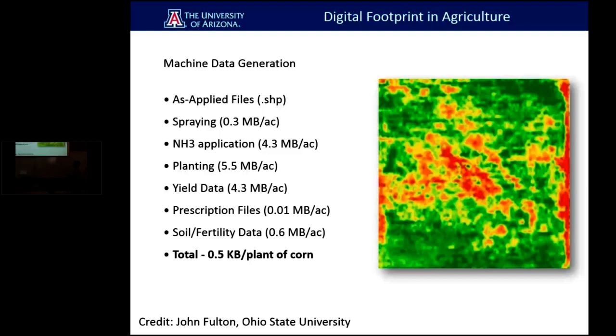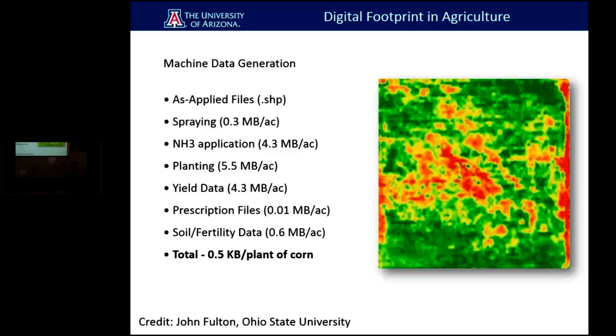Very, very heavy on fertility. So we have about 5 kilobytes of data per plant of corn. That's his estimation. Just keep in mind, a few years ago it was nothing. It was zero data as an input for production. Now we're seeing that very clearly, and we can quantify it.